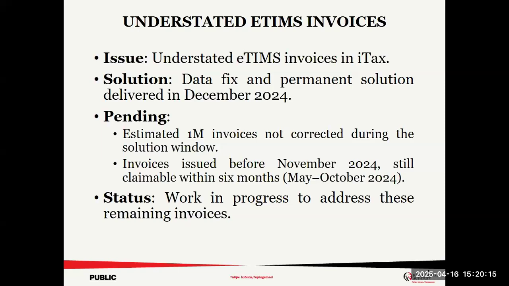Now, why this is still an open issue is because we have resolved it. We resolved it in December. Why it's still an issue was the data fix went before the permanent fix. What does that mean? The bleeding came after. The correction of existing data happened before the bleeding was stopped. So that window between the data fix of the existing data and the permanent bleeding being stopped, there's some invoices that were left out. We're looking at about 1 million invoices.